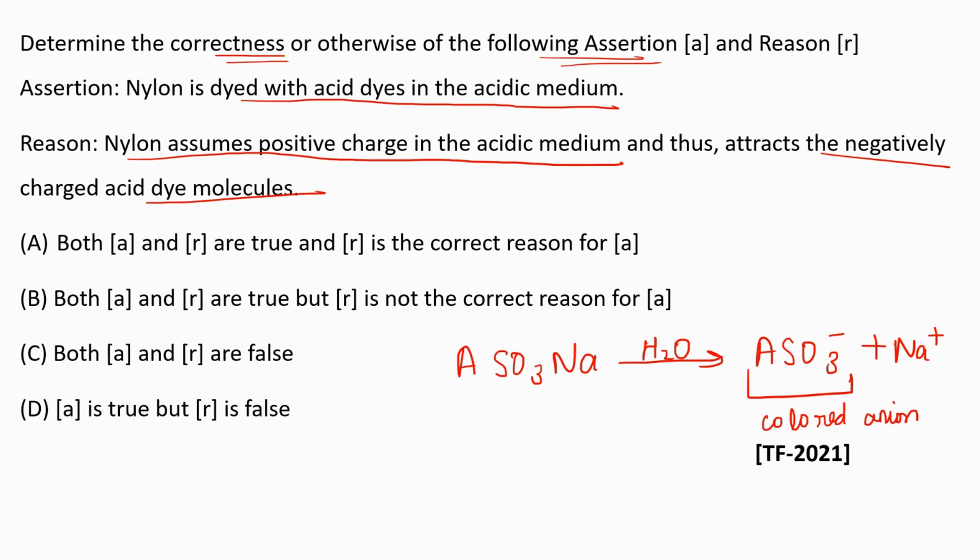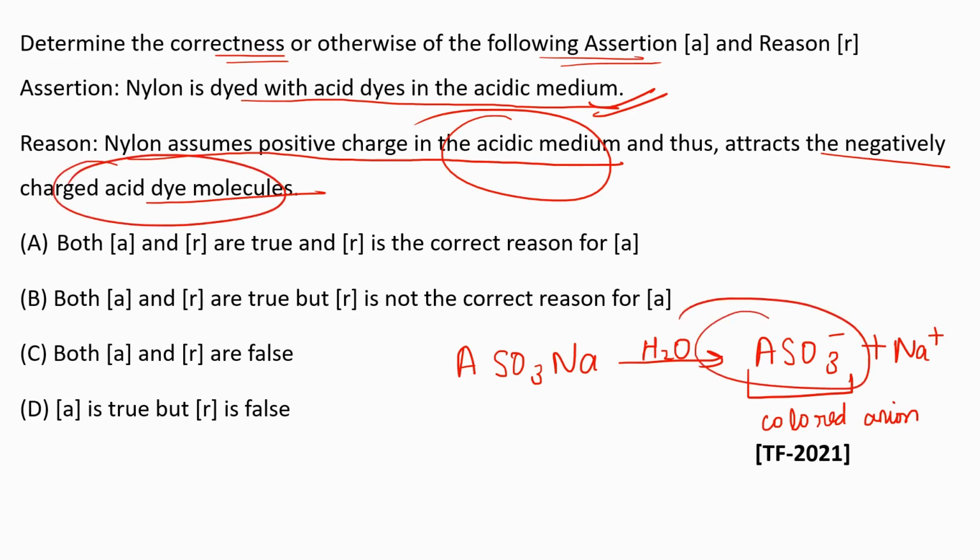So nylon is dyed, the assertion says in this question, nylon is dyed with acid dyes in acidic medium. It is right. Nylon assumes a positive charge in the acidic medium and thus attracts the negatively charged acid dye molecule. Nylon attracts the negatively charged dye molecules, and nylon assumes a positive charge in the acidic medium and it attracts the negatively charged dye molecule.